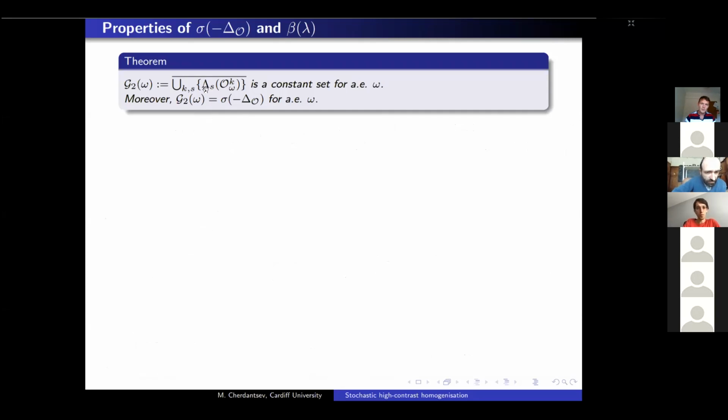Now, if you take the union of these spectra over all inclusions k for that fixed omega and take the closure of this set, this is what we denote by calligraphic G_ω. You can prove that this set is constant for almost every omega. Moreover, this set is equal, for almost every omega, to the spectrum of the probabilistic Laplacian on the set O.